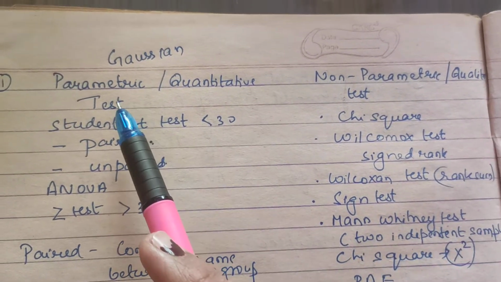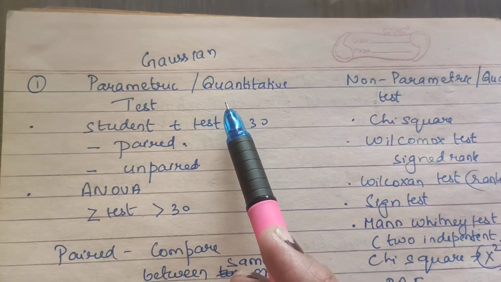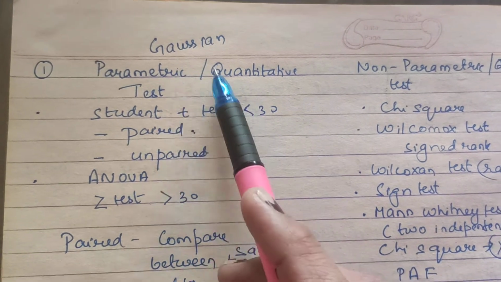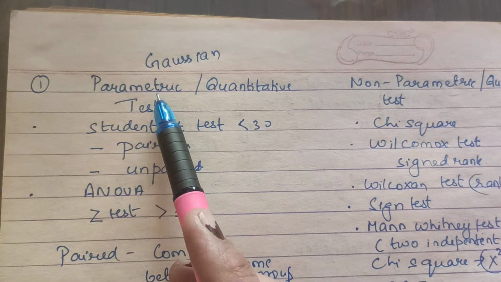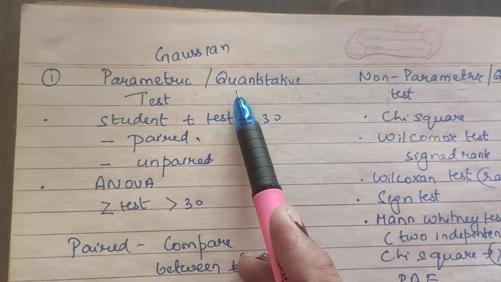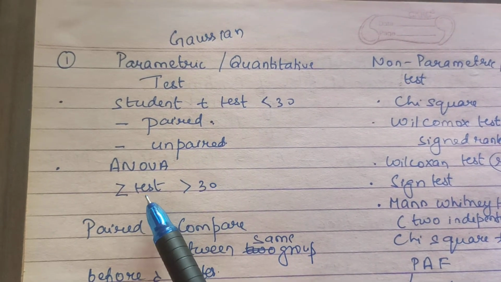They will not ask about parametric. Maybe they can ask whether the student t-test is a quantitative or qualitative test. So you should be aware of these different names. First is the parametric or quantitative tests. In this, first is student t-test, and second is ANOVA and z-test.